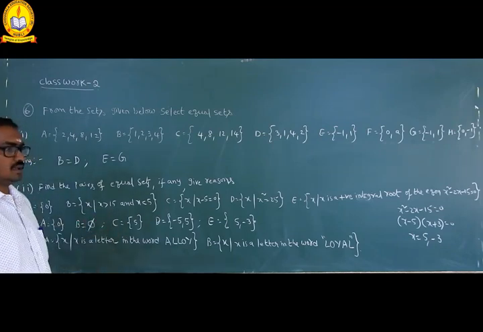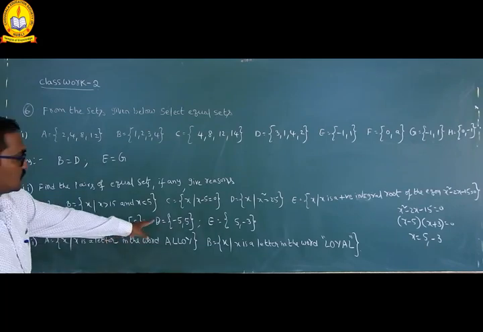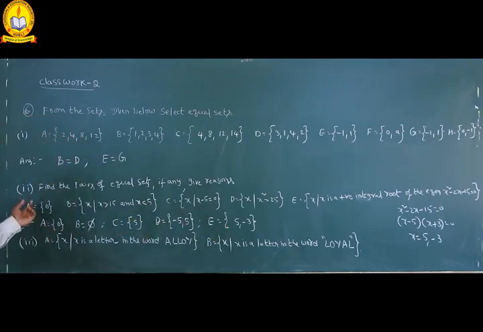Is there any pair of equal sets here? Set A is not equal to any other set, set B also not. It is an empty set, set C is equal to a singleton set. Here two elements are there, here also two elements are there. So there is no pair of equal sets.